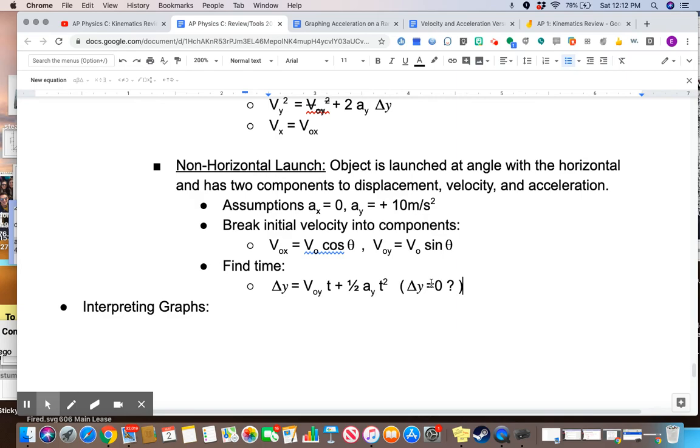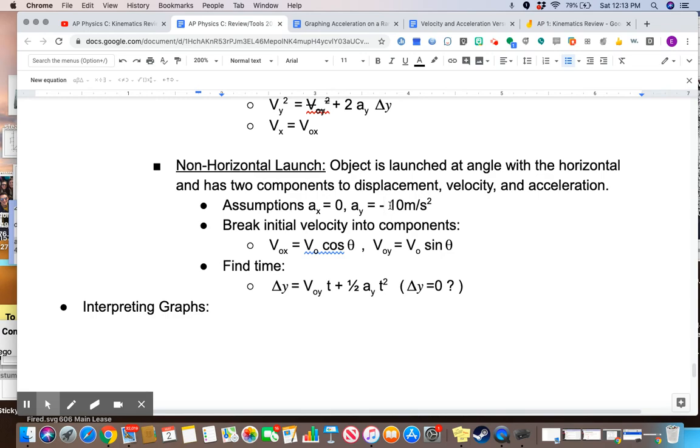Non-horizontal launch is when the object is launched at an angle with the horizontal. So there are two components to each of the kinematic variables: displacement, velocity, and acceleration. So use the big four in terms of x or y. Assumptions that are true no matter what: the acceleration in the x is 0, and the acceleration in the y is technically, for non-horizontal launch, negative, because first we go up, we oppose the direction of the force of gravity. So it's negative 10 meters per second squared.